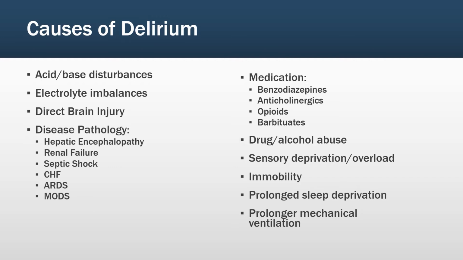This list is in no way comprehensive, and more often than not, more than one factor is contributing at any one time. For example, a patient with an existing traumatic brain injury may develop delirium directly related to the injury, as well as the sequela of acid-base imbalances, medications, immobility, etc. Awareness of the potential causes can assist us with prevention and management of delirium.